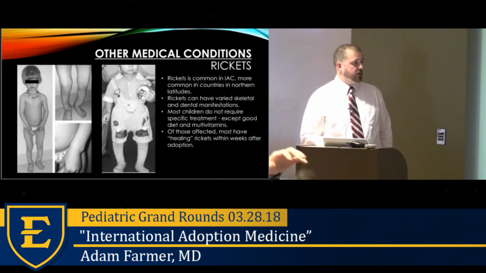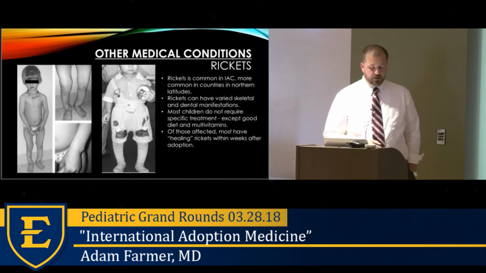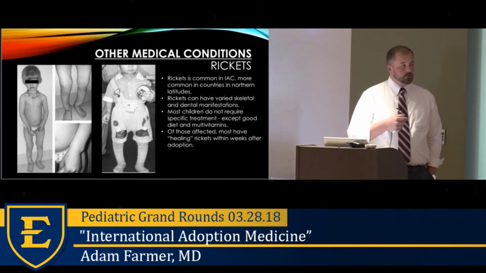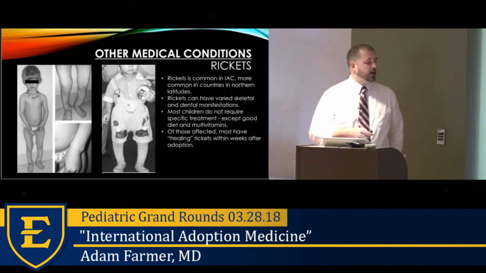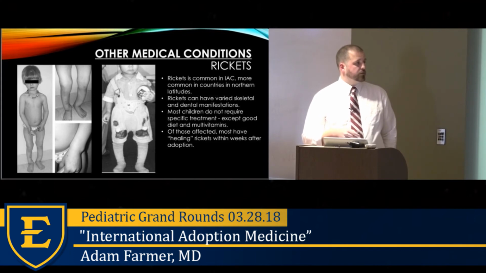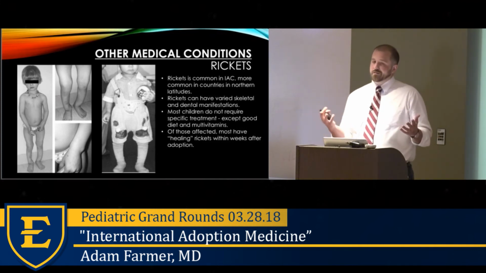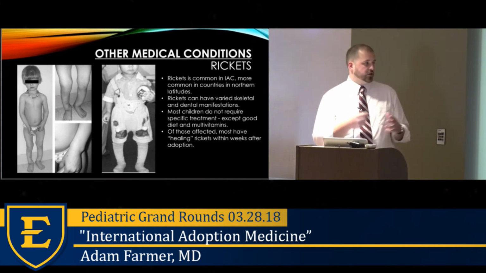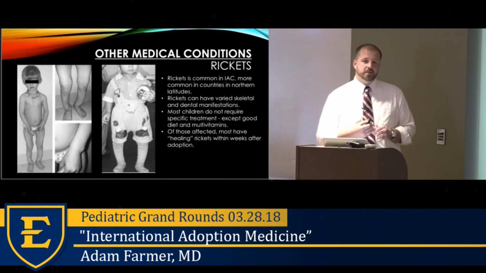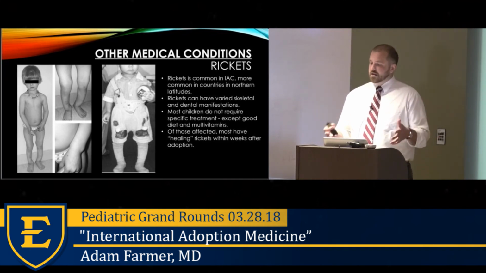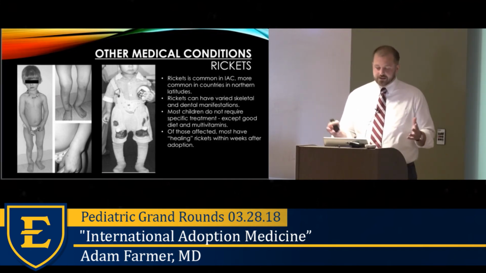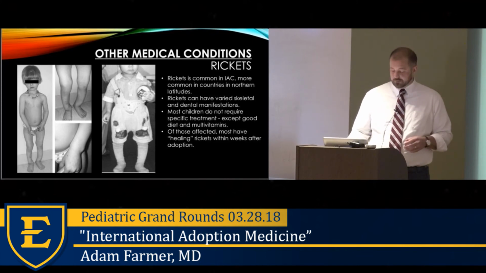Rickets is something as well that we should be mindful of. Interestingly enough, a lot of the children who have evidence of bony deformations and things like that on initial screen have something called healing rickets, and with malnutrition correction and micronutrient correction, a lot of times you will see the bowing of the legs and things like that resolve on their own.